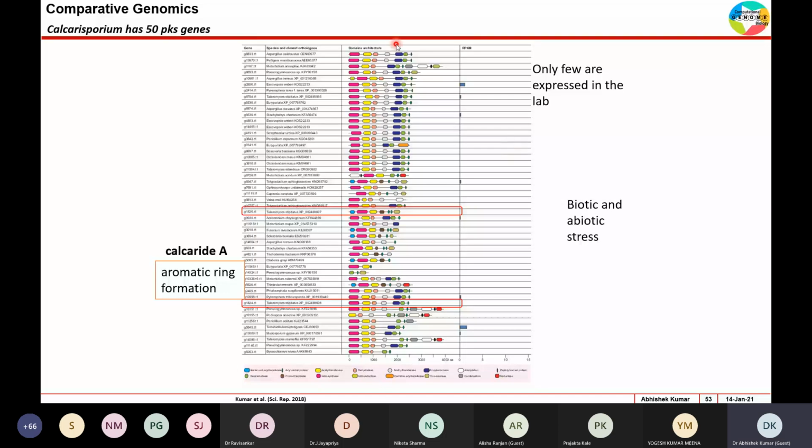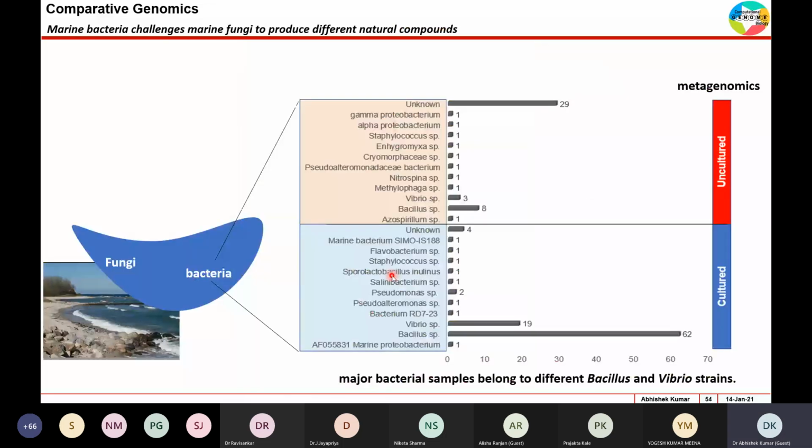So, but there are 50 in the genome. So that shows that there is a massive potential. And what we did was, as I told you, we needed to see biotic and abiotic stress.